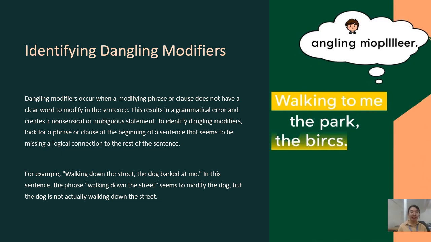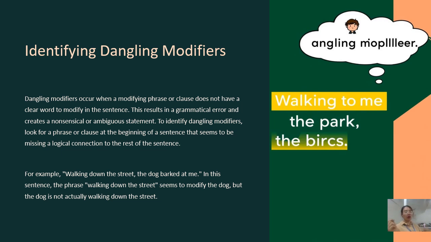It's very simple. A dangling modifier is a descriptive phrase that doesn't clearly refer to any word in the sentence, leaving the meaning unclear and awkward. To identify them, we need to look for phrases at the beginning or end of the sentence and check whether they logically connect to the right subject.